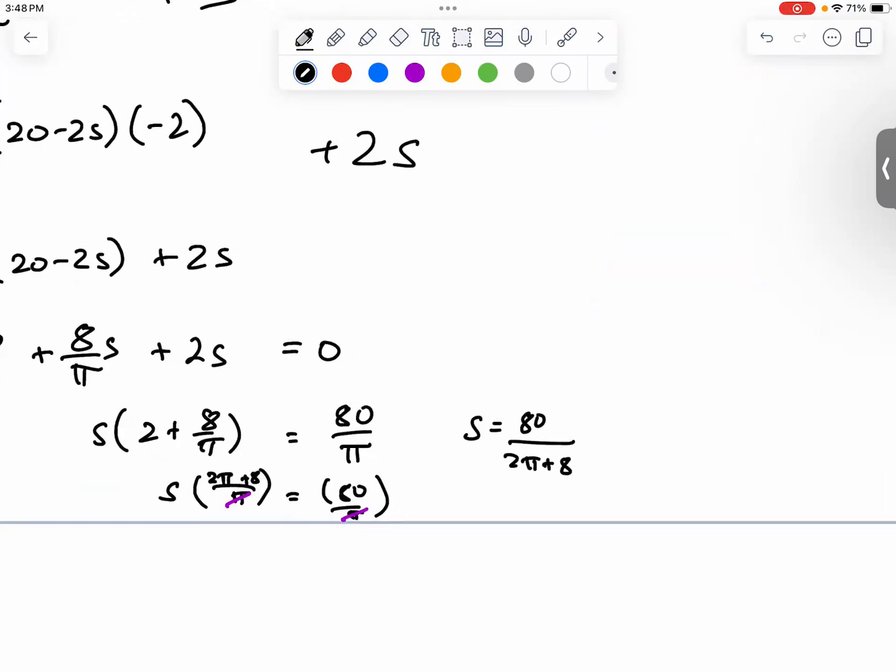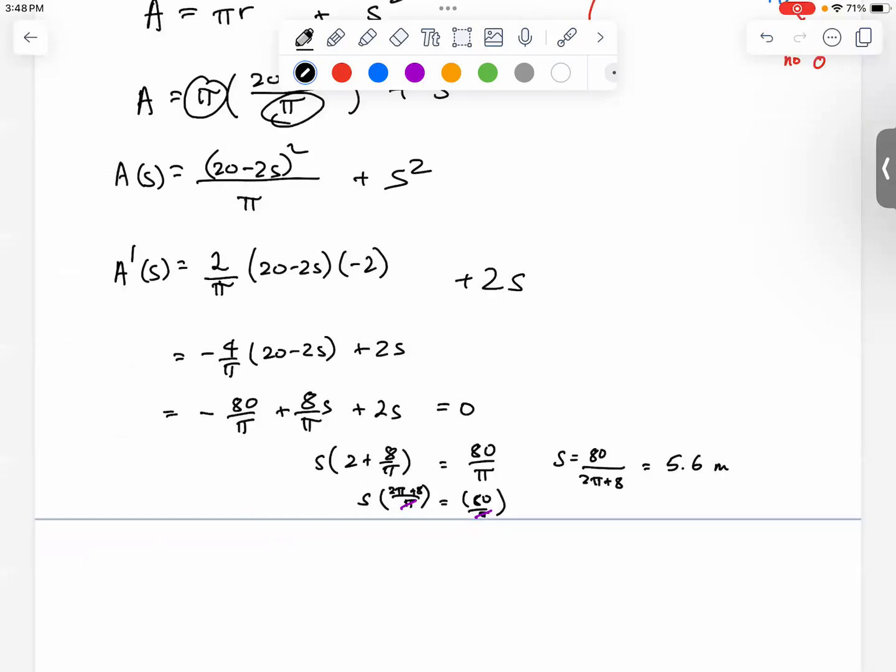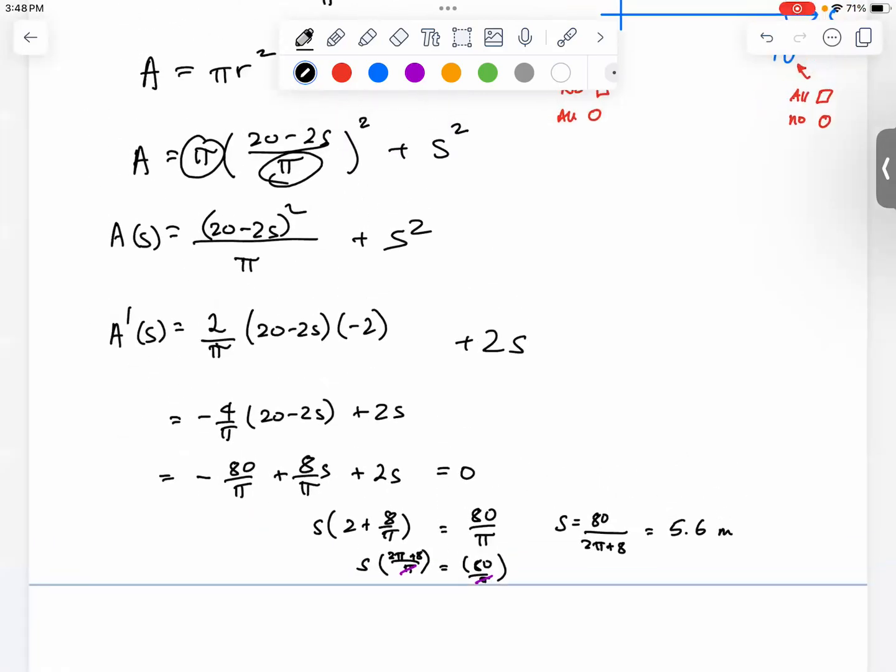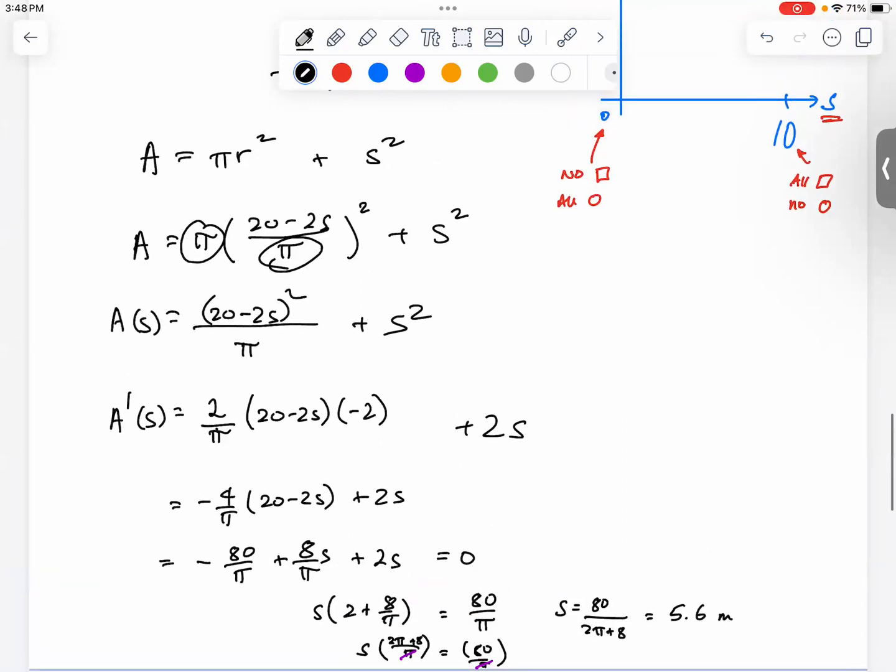So if you actually go ahead and put this into a calculator, 80 divided by 2 pi plus 8, you would get a value of approximately 5.6 meters. Okay? So that's how you get the critical value.